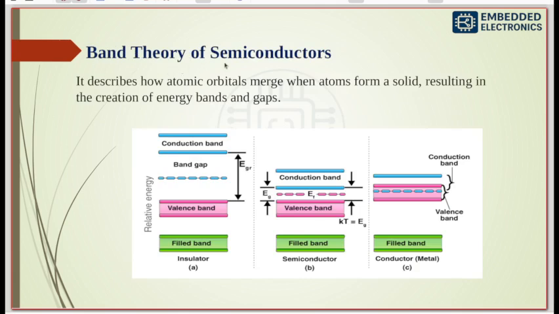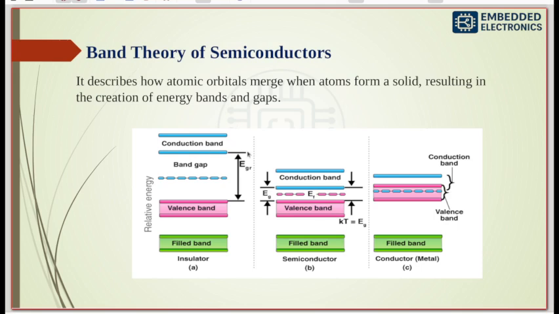Band theory of the semiconductor. So here we also have insulator and conductor, and this is the band theory of semiconductor. It describes how atomic orbitals merge when atoms form a solid, resulting in the creation of energy bands and gaps. So see here, this is the insulator. Electrons stay in energy levels or bands inside the material.